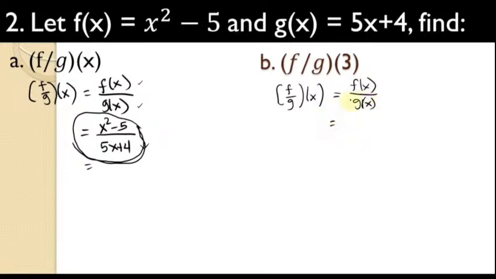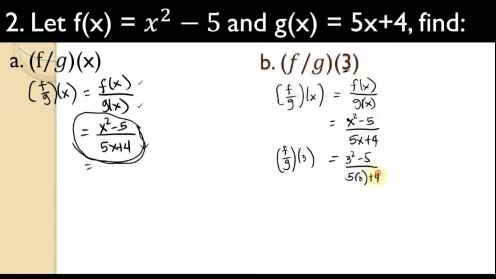So we have, tandaan, yung value ng x is 3. So x squared minus 5 over 5x plus 4. I-substitute lang natin. So ito magiging 3 ito. So f over g times 3. So ang x magiging 3. So that is 3 raised to 2 minus 5 over 5 times 3 plus 4.